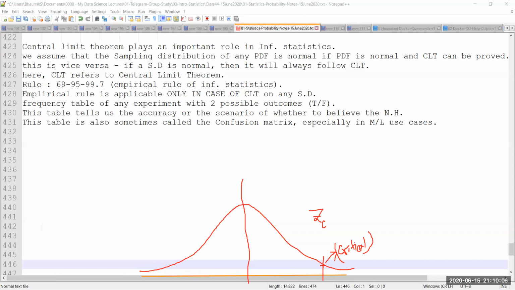Okay, you remember we calculated the Z values earlier, right? We are going to use the same Z value concept, and we are going to apply it over here, where this point is going to be my critical value. Why?